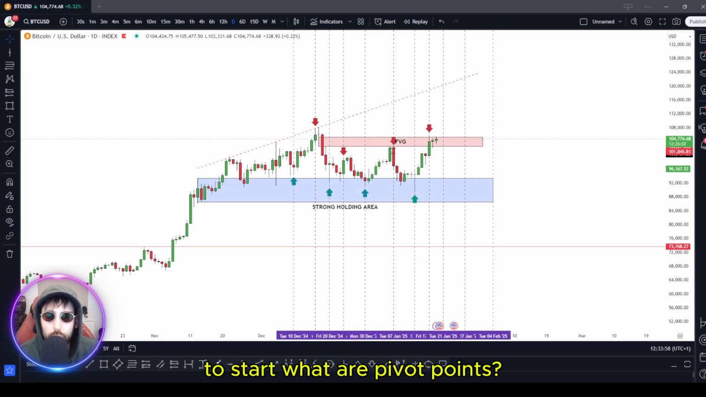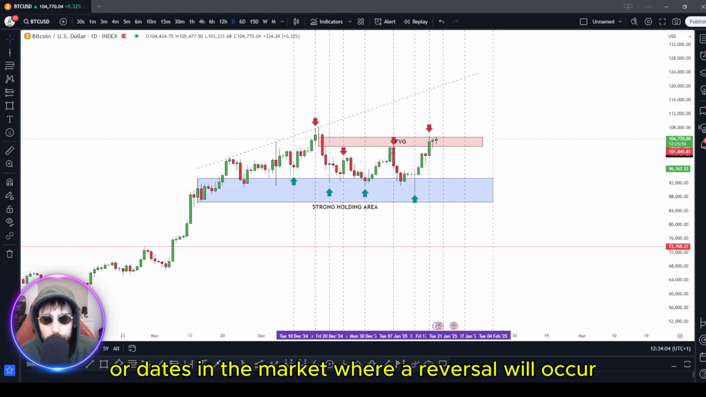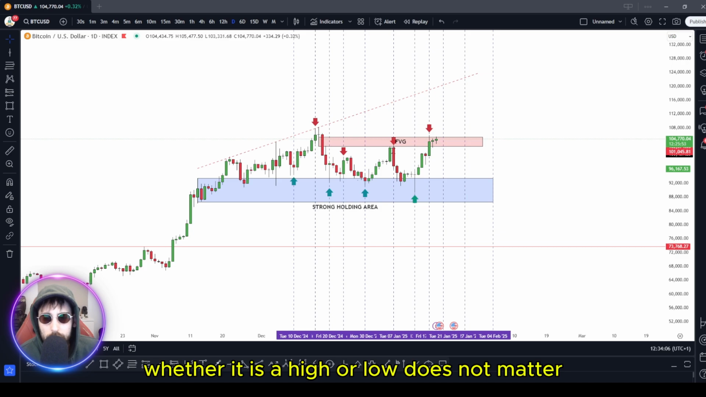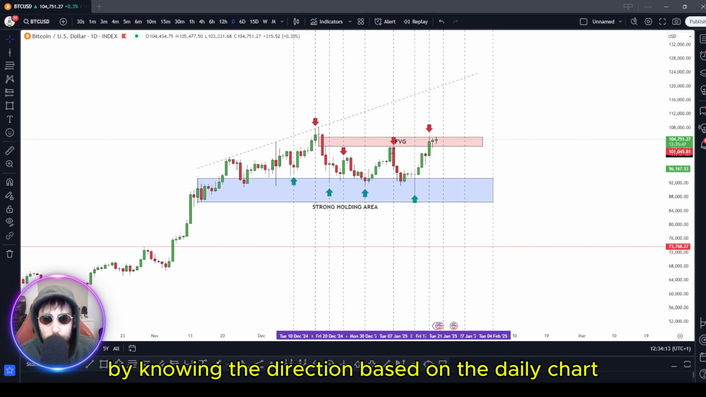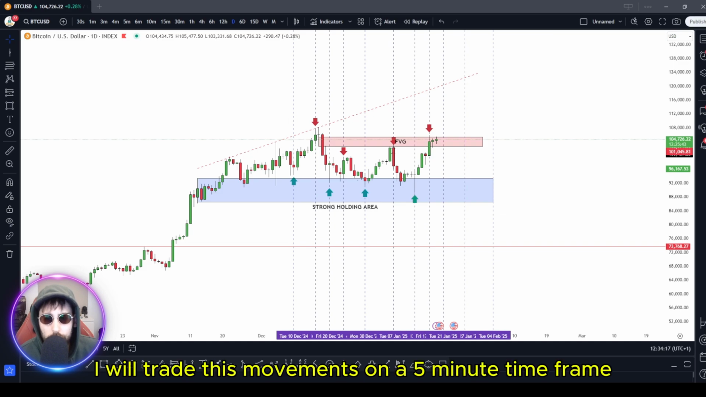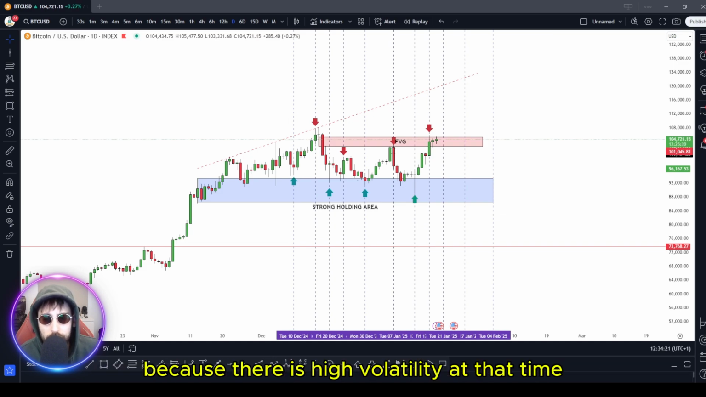To start, what are pivot points? To put this simply guys, pivot points are dates in the market where a reversal will occur. Whether it is a high or low does not matter. The point is that you can trade these movements on small time frames by knowing the direction based on the daily chart. Personally, I will trade these movements on a 5-minute time frame during the London and New York session because there is high volatility at that time.